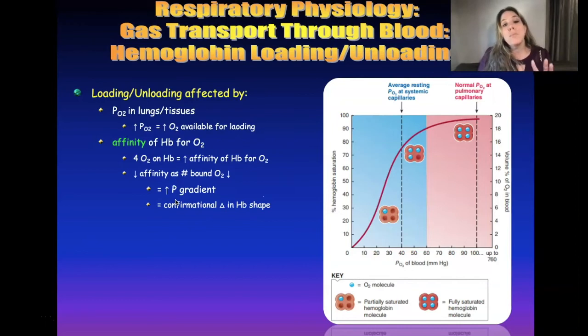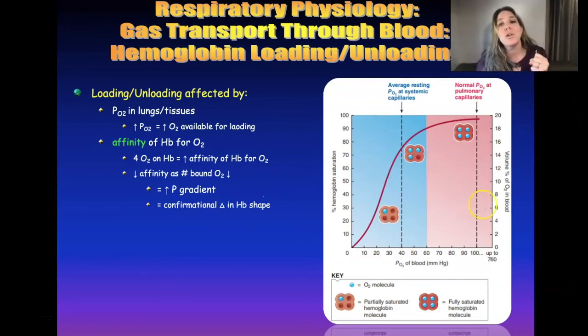So when that pressure gradient is high, which it is, because remember, it's about 100 millimeters of mercury in the systemic capillaries compared to about 40 millimeters of mercury in the tissue. So there's a high pressure gradient, really strong pressure gradient. That oxygen is going to forcefully want to move from the systemic capillaries where the pressure's high to the tissues where the pressure's low. Now, but again, the hemoglobin wants to hang on to it.